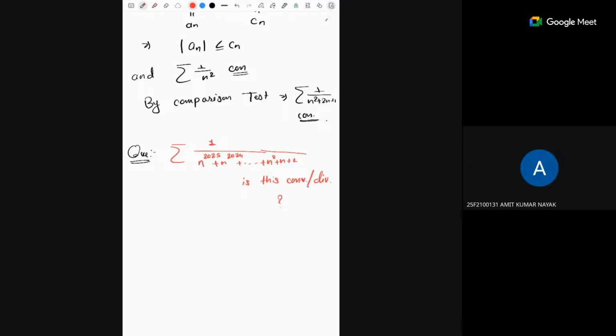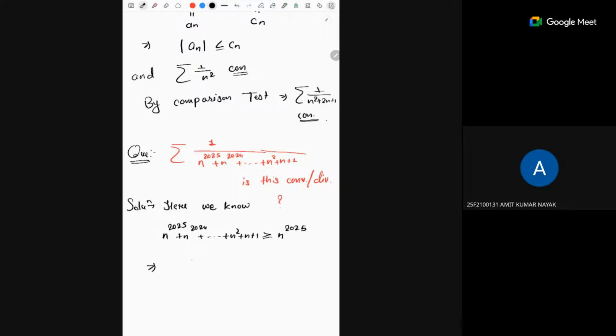Why would it diverge? Converge, right? Yes, sir. Convergence. So see, just by looking, as I told you earlier, you can compare the series with the series n to the power 2025, right? So solution, I can write it down. See, here we know that n to the power 2025 plus n to the power 2024 plus and so on plus n square plus n plus 1 is always greater than or equal to n to the power 2025.